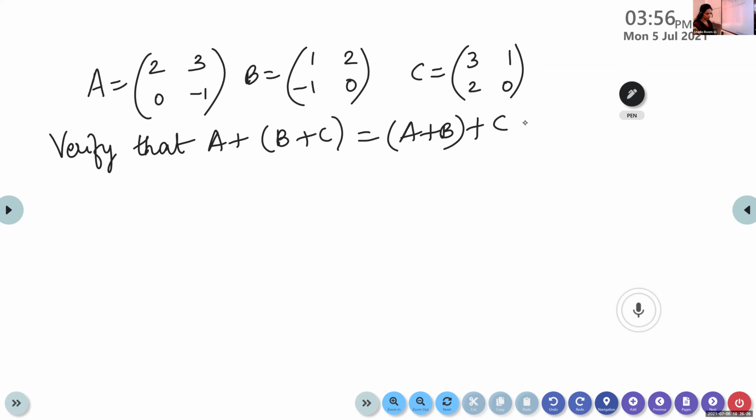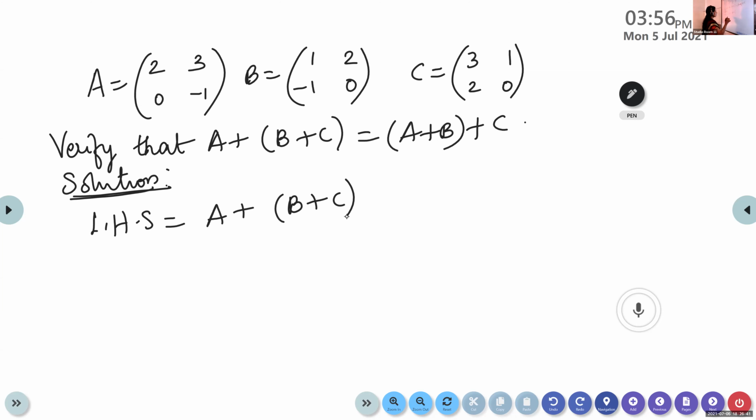So try this, children. We have to do the LHS, and we have to do the RHS. Okay, we can start with LHS. In LHS, what do we have? A plus B plus C, isn't it? So that is A. What is matrix A?